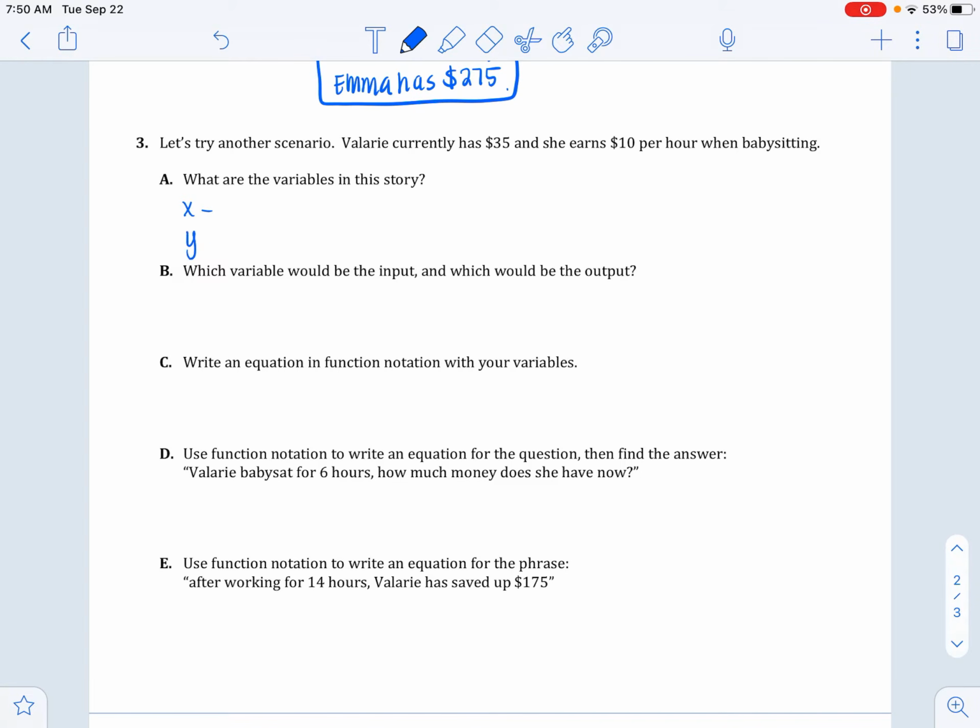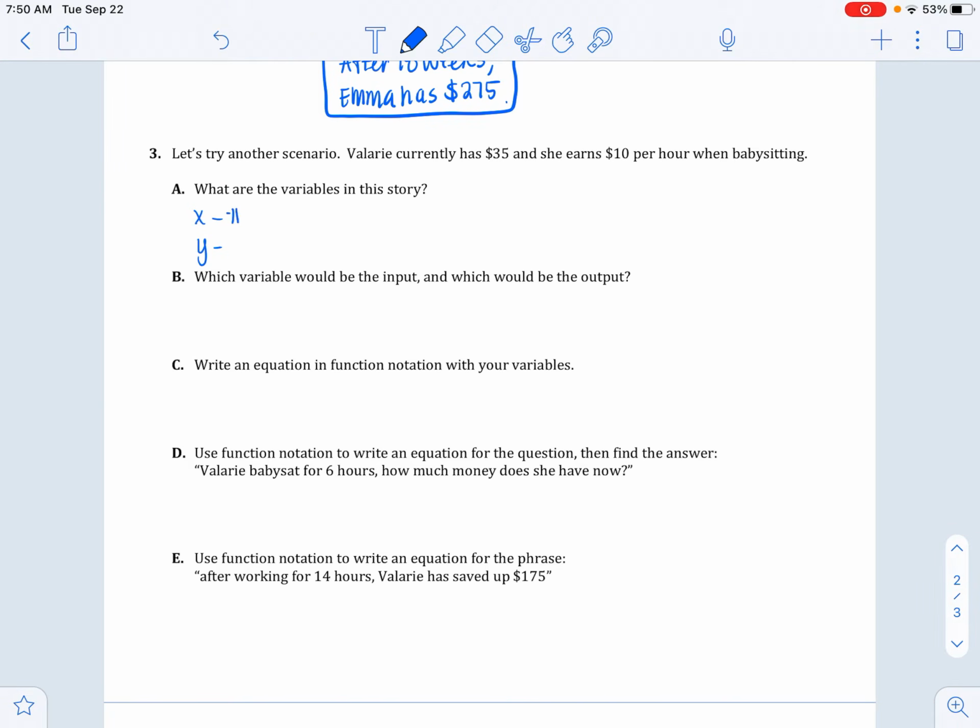All right, so I need x and I need y. Let's see what's happening here. Valerie currently has $35 and she earns $10 per hour when babysitting. So the more hours she works, the more money she's going to make. So x is going to be number of hours worked.